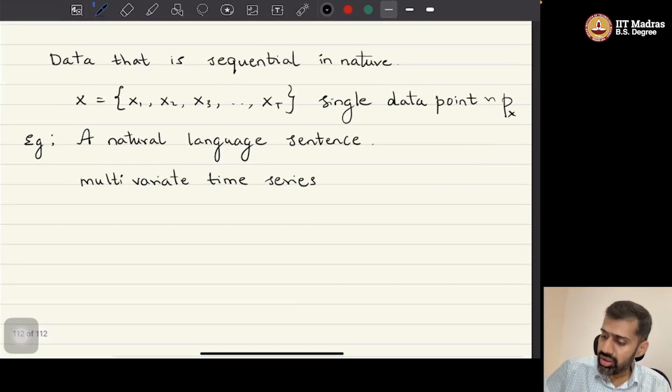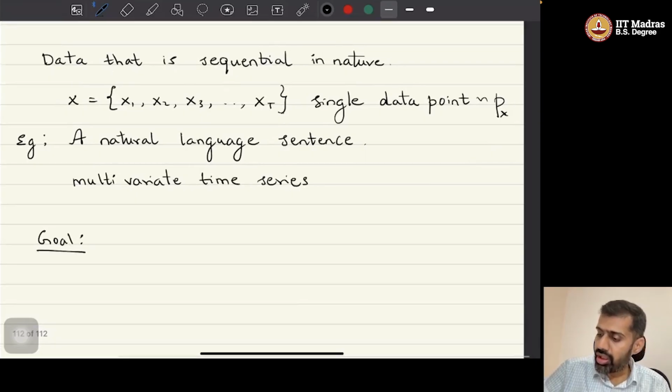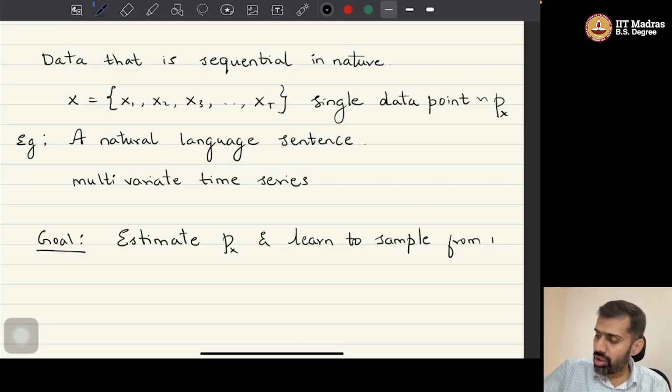The goal is to estimate px. It still remains the same, just reiterating for the sake of completeness. Estimate px and learn to sample from it. This is the one problem that we have been solving from the beginning of the course. Given data points that are sampled IID from an unknown distribution, we just want to estimate the distribution and learn to sample from it, and we looked at multiple ways of doing this.